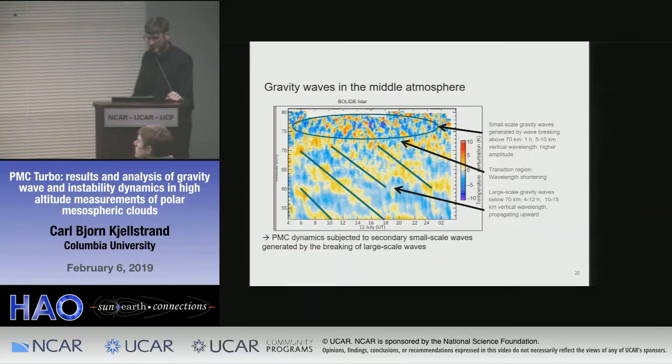We can see that we have large-scale gravity waves at low altitudes, with something like 4 to 12 hour periods and 10 to 15 kilometer wavelengths. Then there's a transition zone in the middle, and above about 65 kilometers we see larger temperature perturbations, but smaller wavelength and smaller period gravity waves. We can extrapolate that back down to the gondola, but we aren't able to measure those last 12 kilometers between 50 kilometer altitude and 38 kilometer altitude.